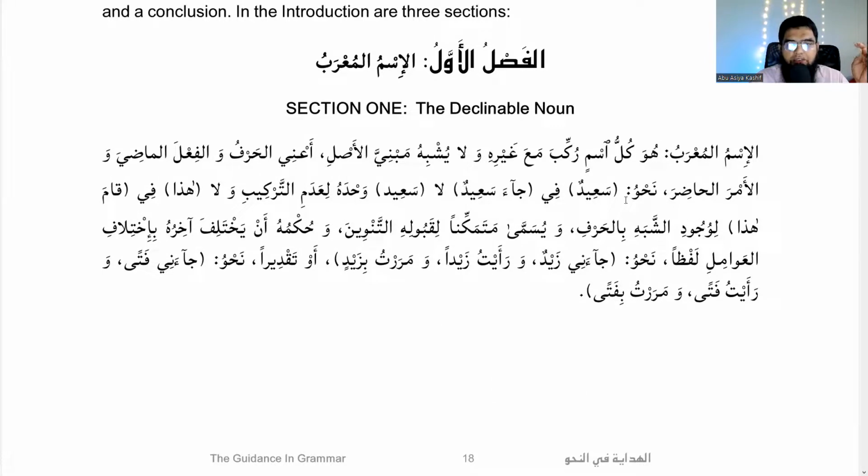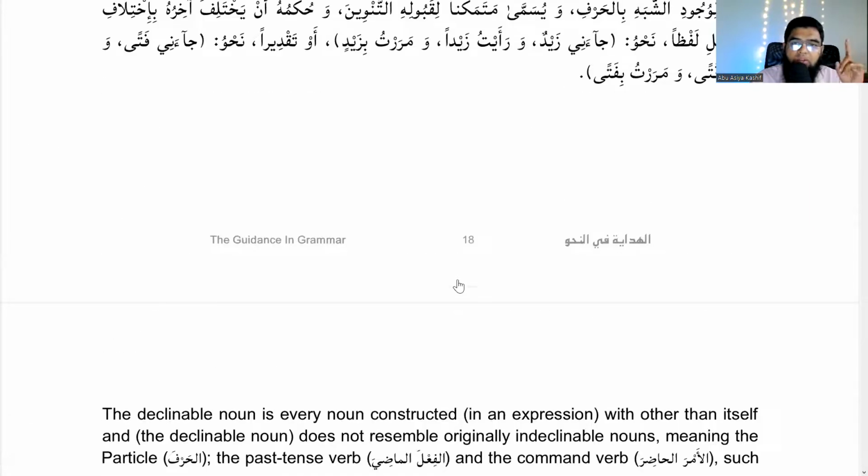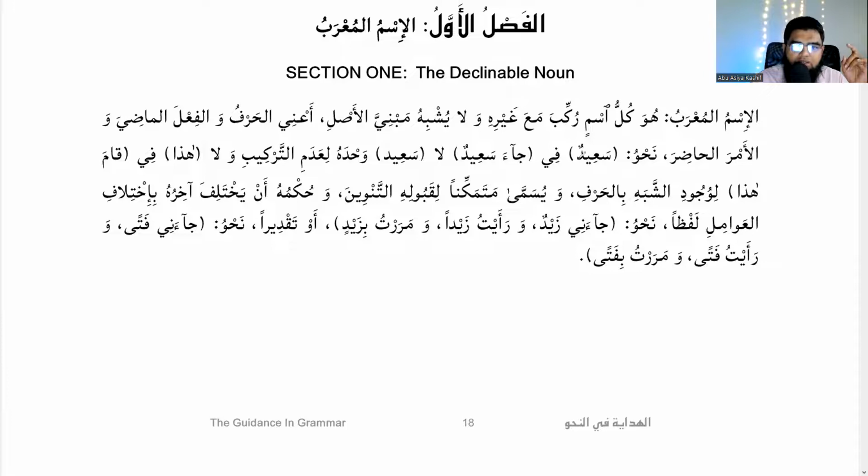Then he gives an example, نحو سعيد في جاء سعيد. So can we say سعيد itself is معرب without any sentence? No, because سعيد itself is a kalima, and we won't know that it is معرب or not unless we ركب مع غيره. That's why he said ركب مع. That's why he said سعيد is معرب in the sentence جاء سعيد.